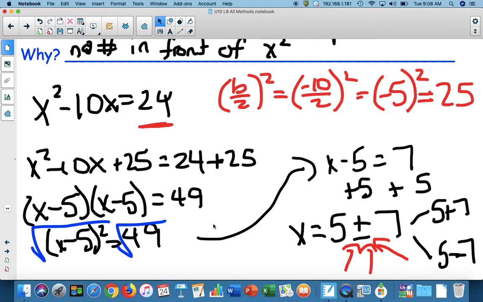Since they have it all by itself, we don't have to move it back over to the left side. Leave it on the right side, and then just continue your steps from there. Now, if you don't like complete the square, or you just notice that you could have used something different, let me show you really quick what it would have been like to factor.